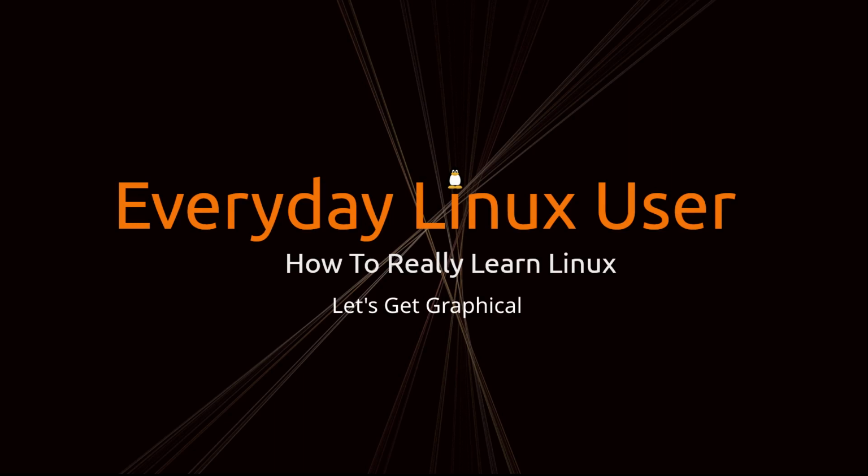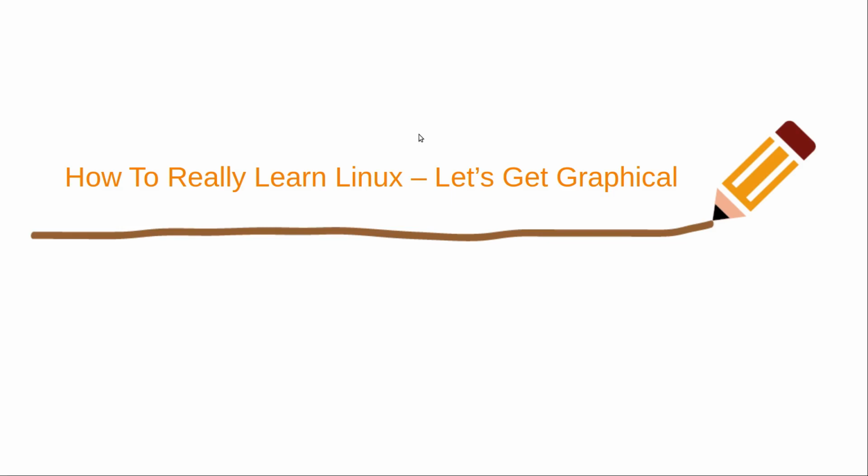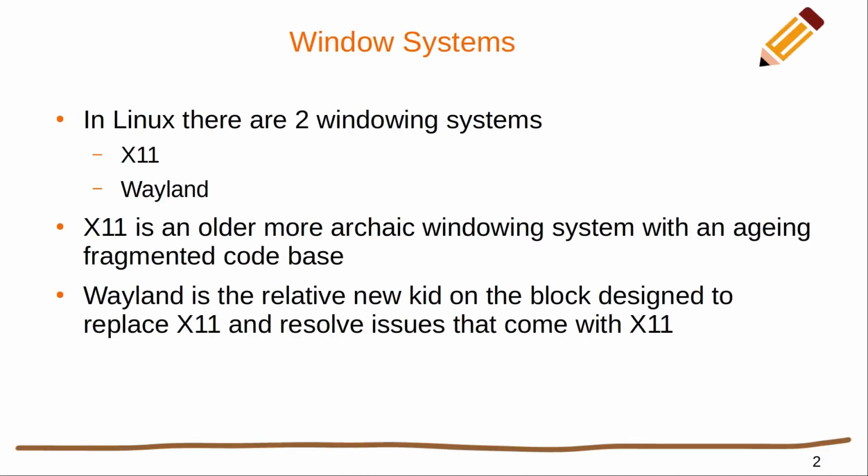In today's video on how to really learn Linux, we're going to get graphical. So to get graphical, we will need a windowing system, and within Linux there are two windowing systems available. There's X11, which is the old school version, and then there's Wayland, which is the newer version.